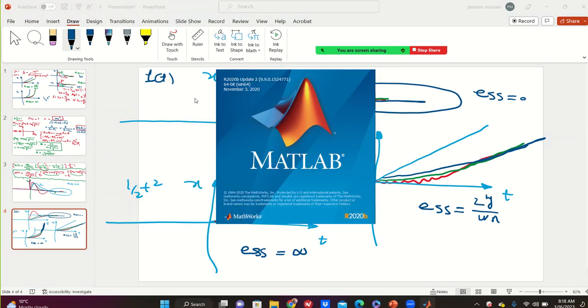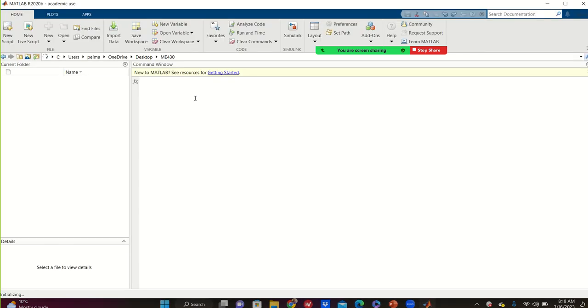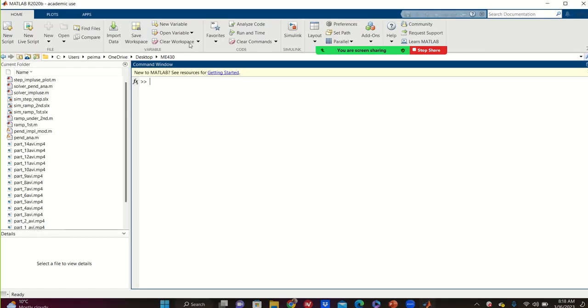Because I'm going to share with you everything I have to do in Simulink first. And as an assignment, I want you to go and develop everything based on MATLAB code for underdamped, critically damped, and overdamped systems and compare them together, okay?